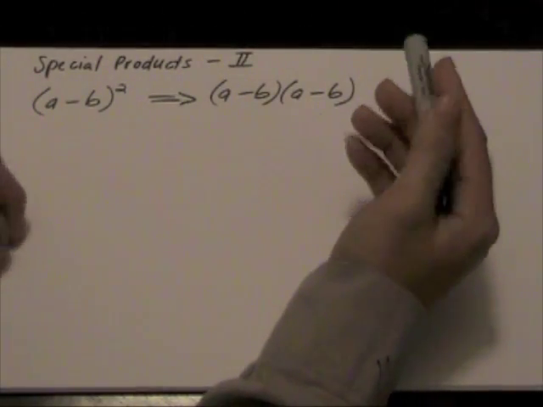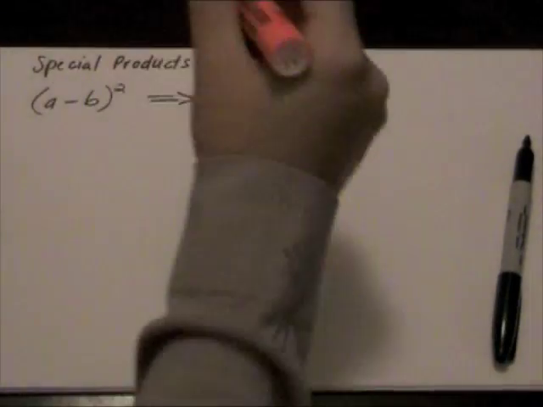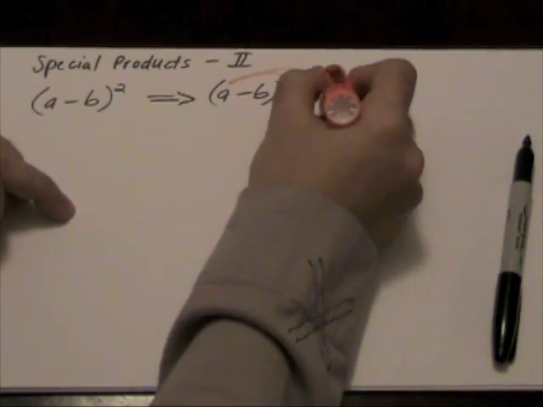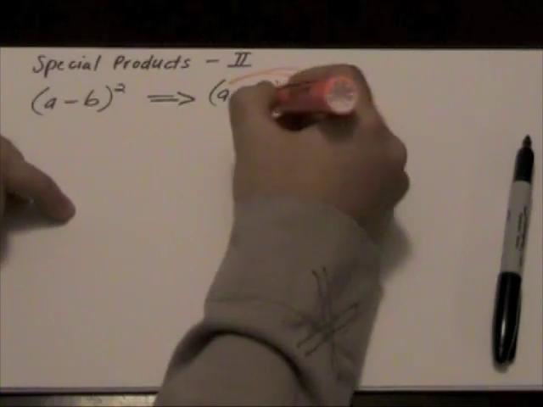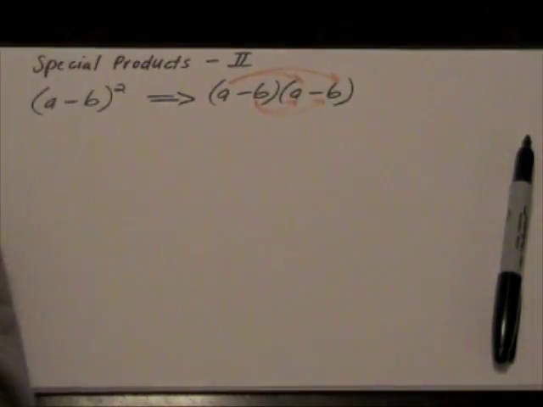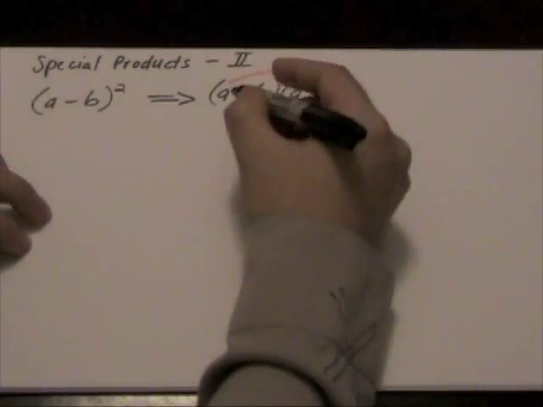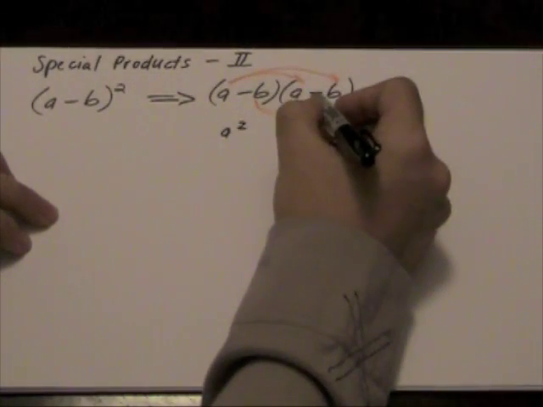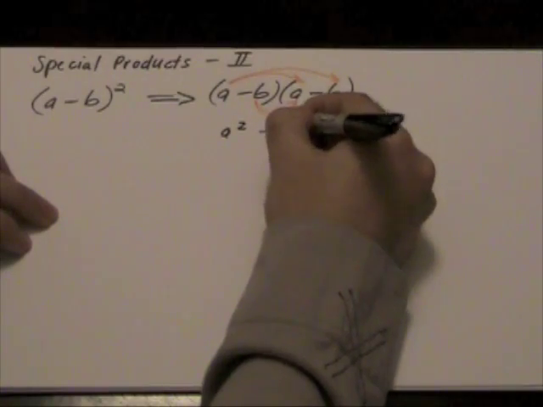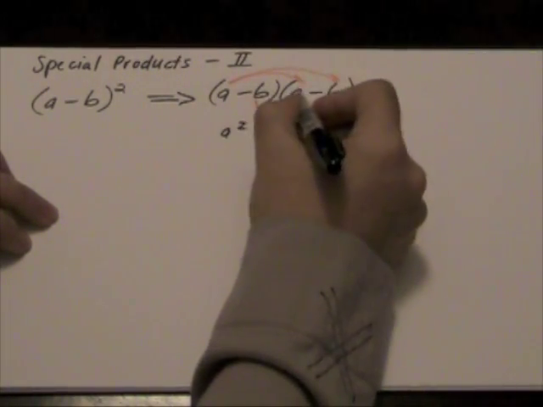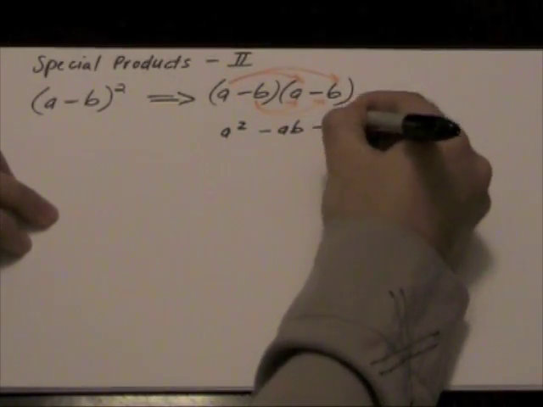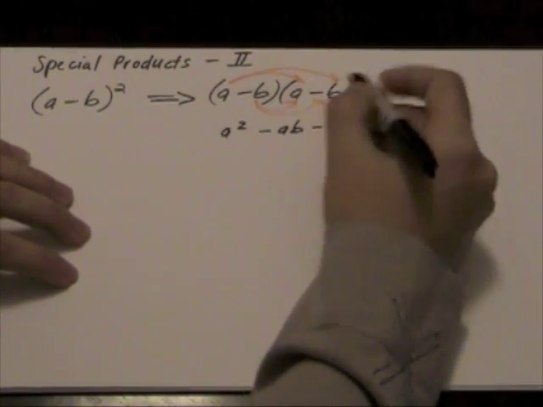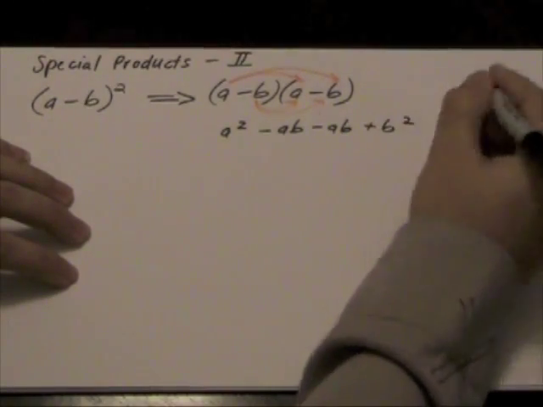Okay, so what we get is the following. We're going to keep in mind our FOIL rule: first, outer, inners, then last. And so we are going to get the following. A multiplied by A gives A squared. A multiplied by negative B will give me negative AB. Negative B times A, again, we're going to rearrange it in the order that the letters appear in the alphabet, minus AB. Negative B multiplied by negative B will give me plus B squared.